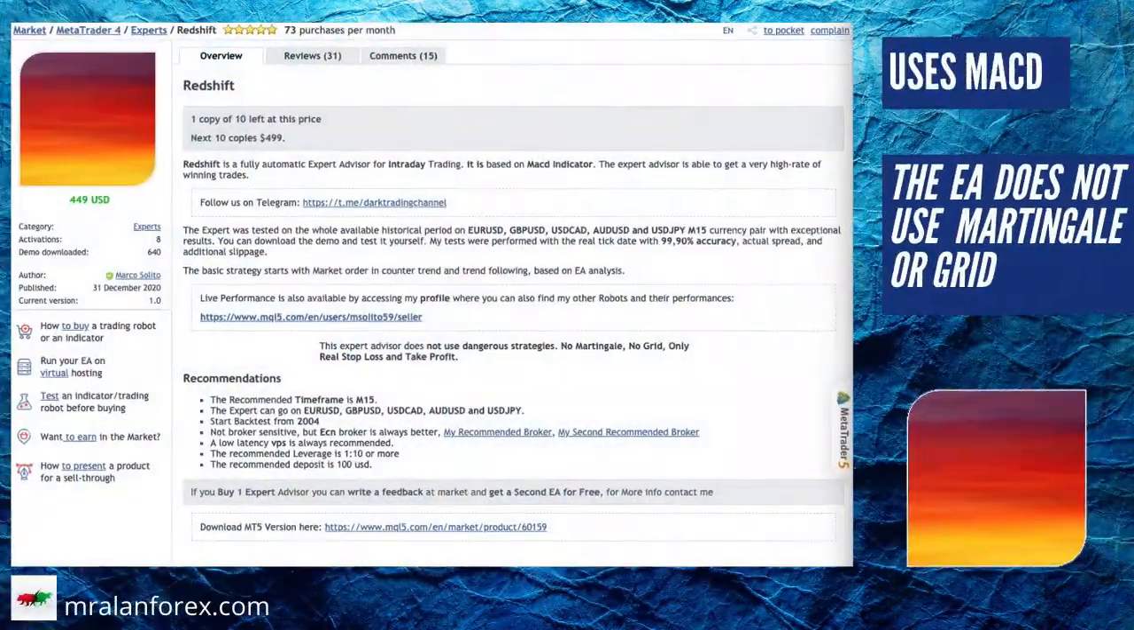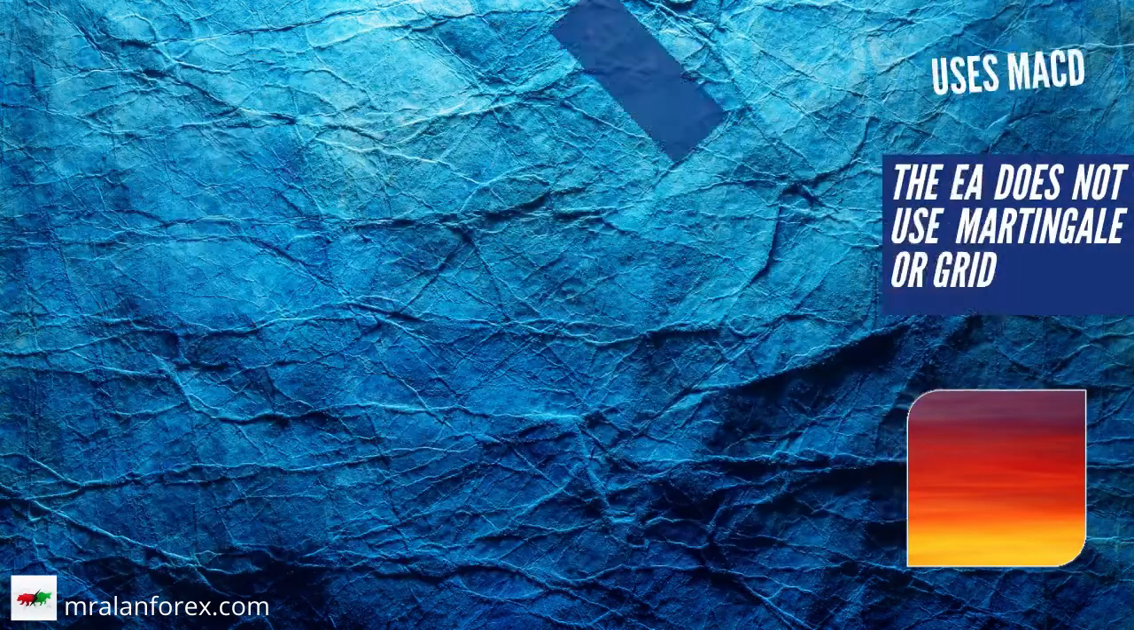Here's the product description page for the MT4 version. You can see that it says it works using the MACD indicator, and the author states that it doesn't use dangerous strategies, no martingale or grid. However, there is something which most people won't be aware of, which may be considered dangerous. I'll show and explain that a bit later on in the summary section.